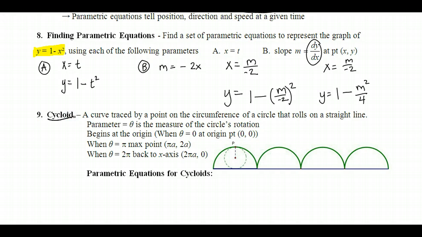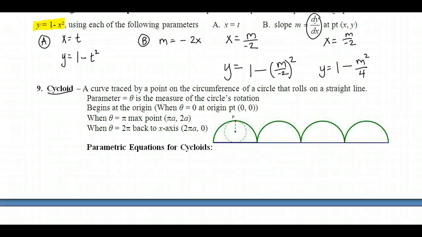A cycloid is a curve traced by a point on the circumference of a circle that rolls on a straight line. So if I have my circle, if I take this point and follow it back, it started here. Now as I go around, it will come to here. And as I keep going, it's going to keep continuously making this type of a curve. And I have a little video of it for you too.